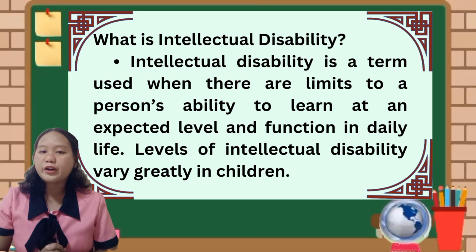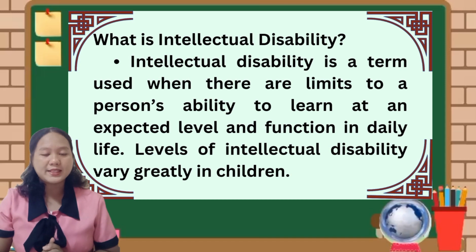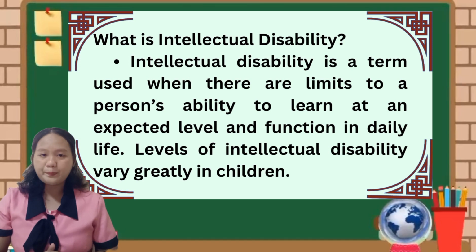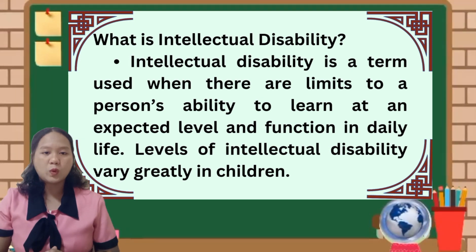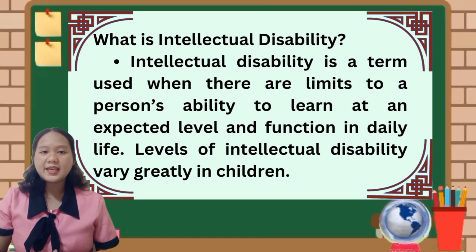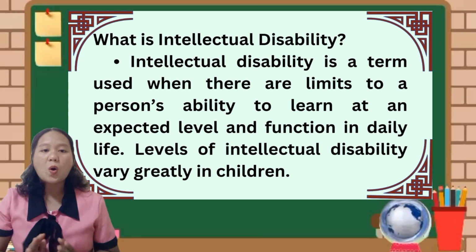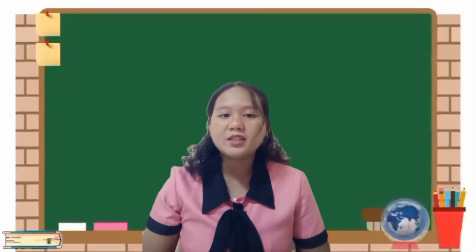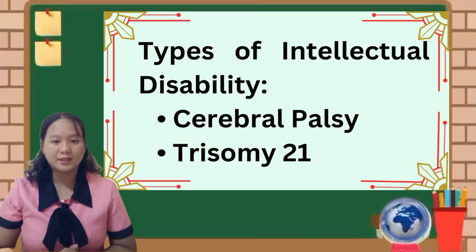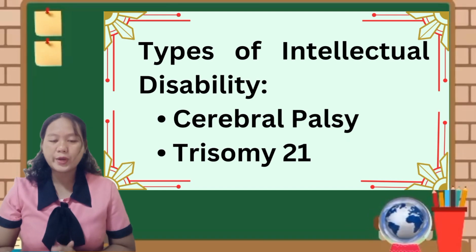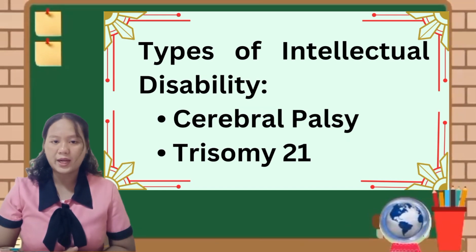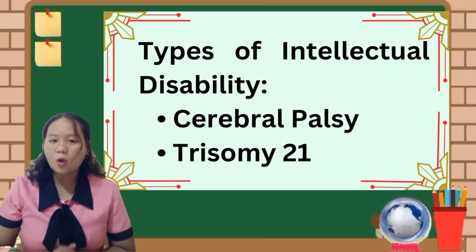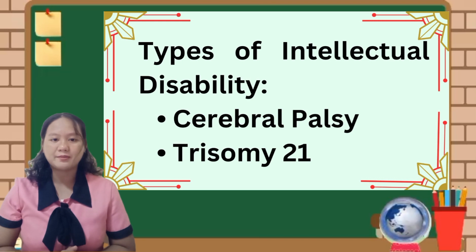It could take longer for a child with intellectual disability to learn how to speak, walk, dress, or eat without help, and they could have trouble learning in school. Intellectual disability can be caused by injury, disease, or a problem in the brain. At this point in time, let's move on to the types of intellectual disability. They are known as cerebral palsy and trisomy 21. But before we proceed to trisomy 21, let's first know more about cerebral palsy.